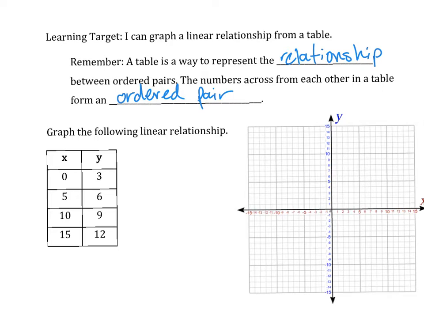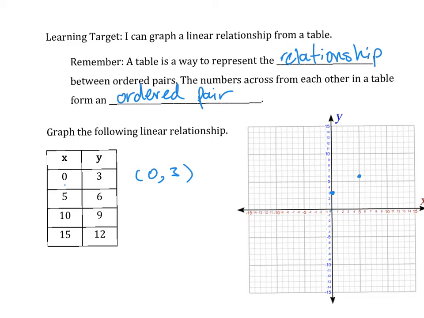Okay, so our first ordered pair is going to be 0, 3, right? I could write this as (0, 3), in parentheses. So 0, 3, well, that means we go 0 in the x direction. So we start at the origin and just stay there. And then we want to go up 3. So our first point is going to be right there at (0, 3). Okay, the next one is (5, 6). So we'll go to the right 5, and then up 6, which will be right there.